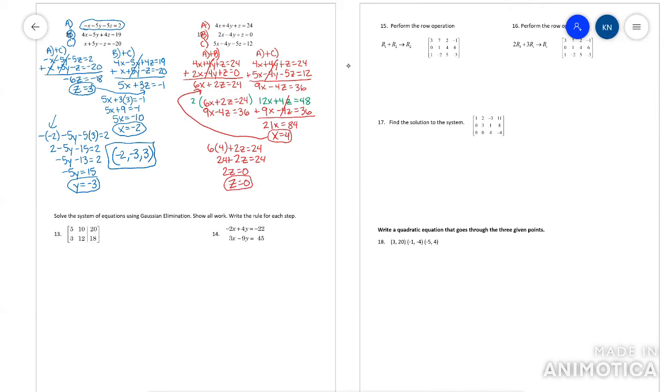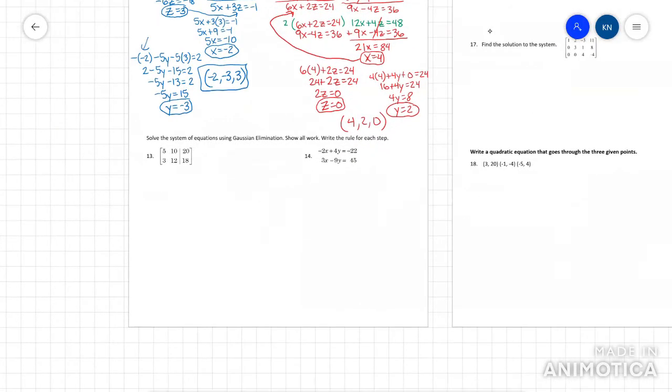Once I know that, I can take any of these original equations. I'm just going to take this first one and plug in both letters that I know and solve for the one I don't. So it looks like this. 4x plus 4y plus z equals 24. Now just go solve. Subtract 16. Divide by 4. Now I know all my letters, and I write it as an x, y, z coordinate.